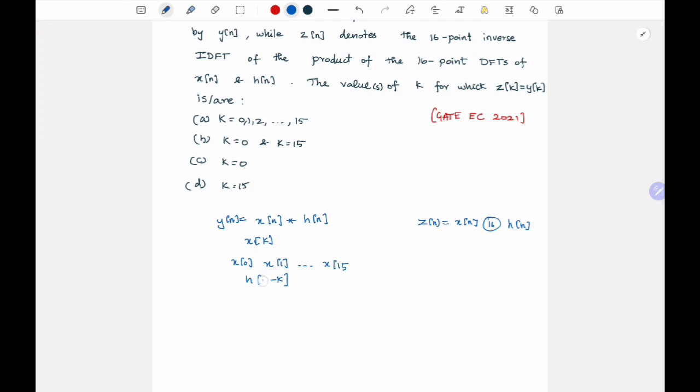So I'll consider n as 0. Then what will I have? I'll start from, this is the origin. Let me line it up. I'll have like this up to h of 15. Right? Now as I put n here, this will shift n times. Okay? So I'll check the same in the circular case. So I have x of 0, x of 1 to x of 15.